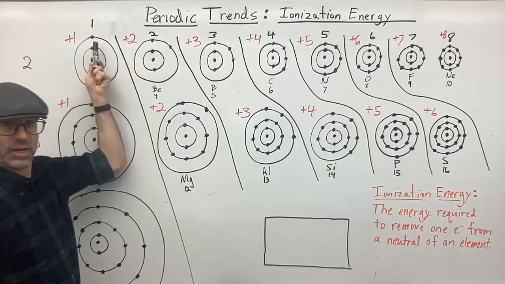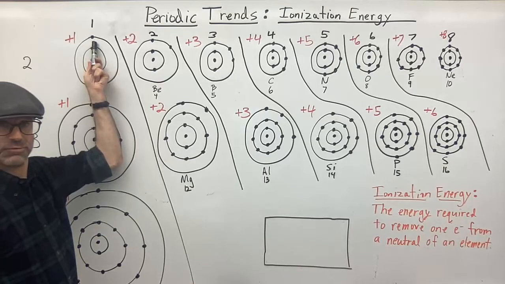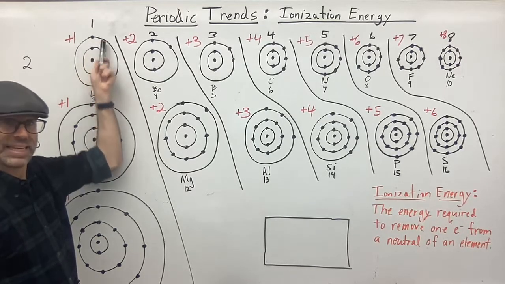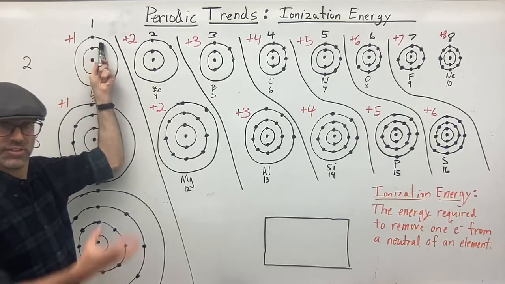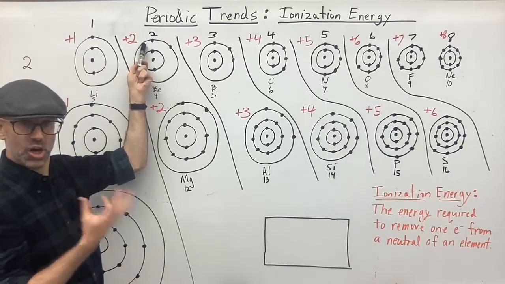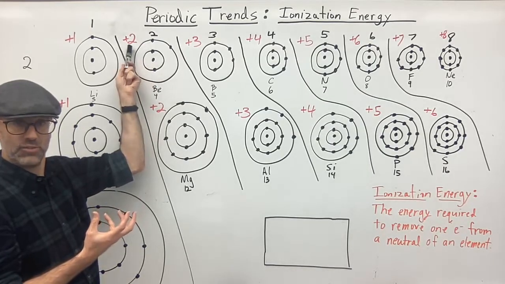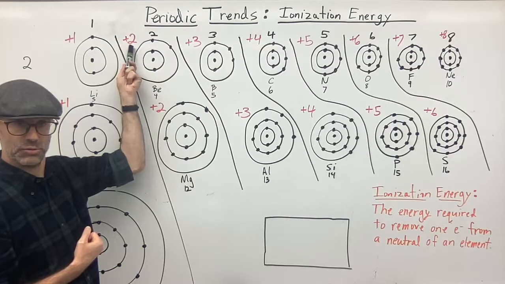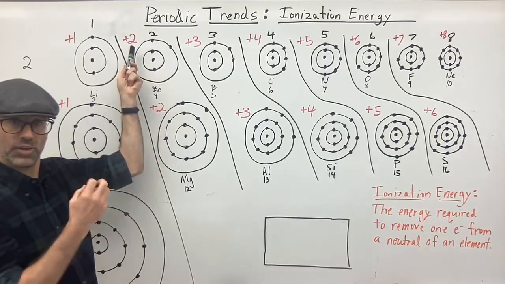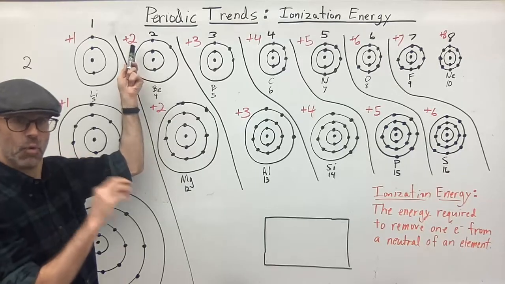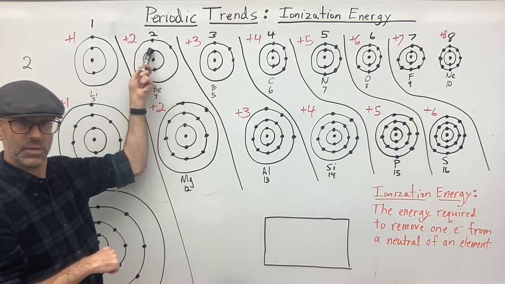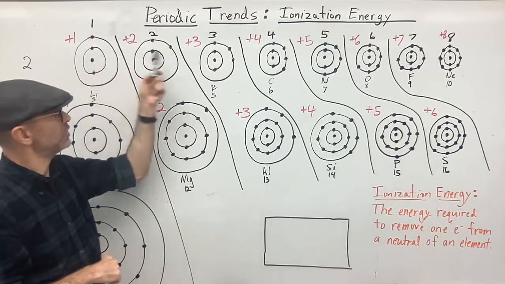So if this electron is only feeling an effective force of +1 charge, then this one will be easier to remove because it's not held as strongly. This one has a larger attractive force, so it's got an effective nuclear charge of +2, so it's feeling a stronger pull, and therefore it's going to require more energy to remove this electron from this atom than it does this atom, and so on.